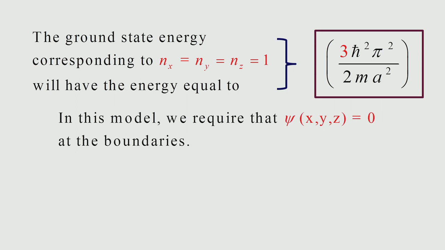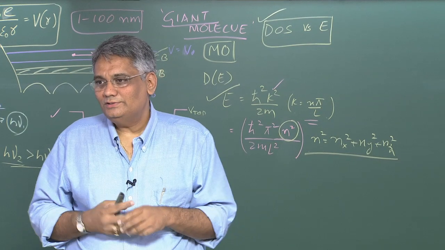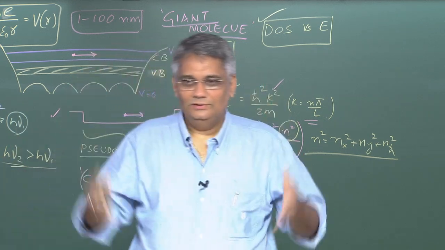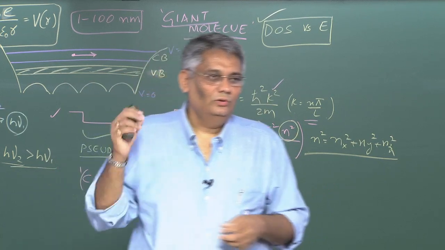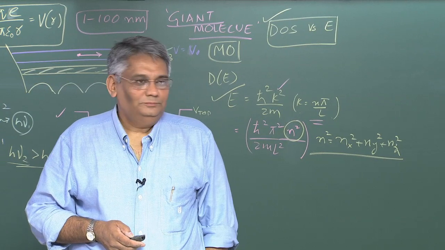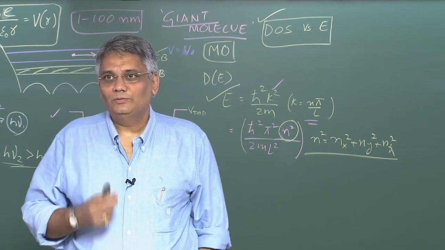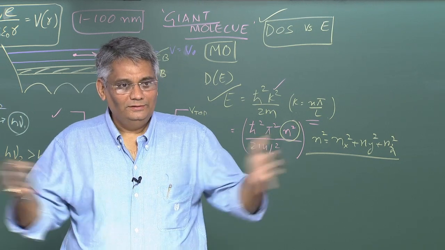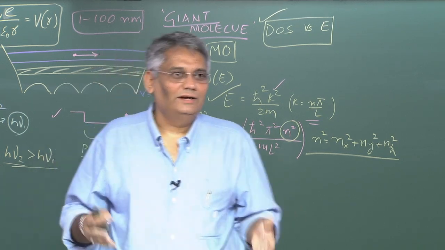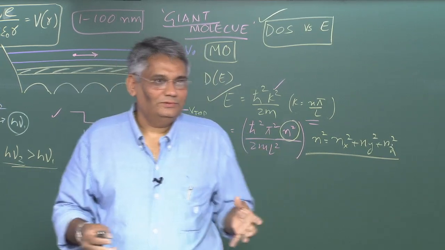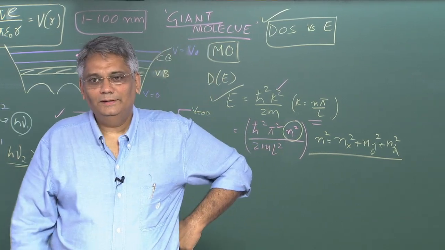In this model, what we require is that at the boundaries your psi(x, y, z) should be 0, is it not? Because there is no electron found at the boundaries. So this requirement results in solutions that, as we have seen, are simply standing waves, now in 3 dimensions.